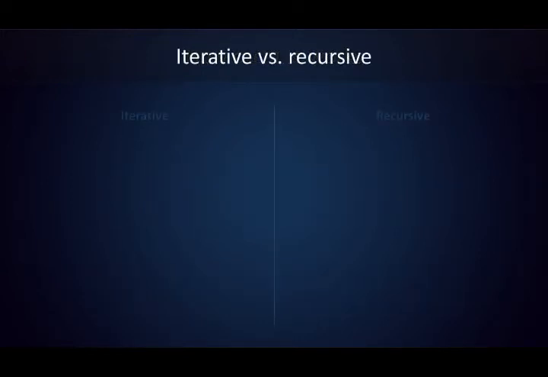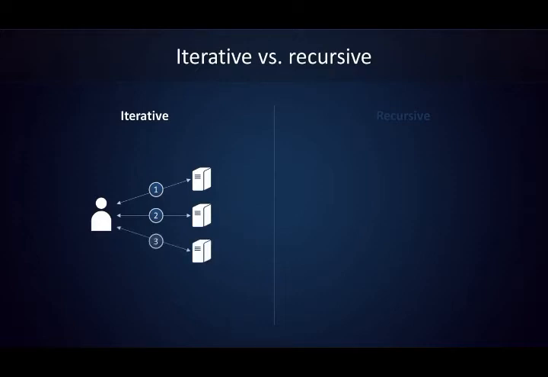DNS has support for both iterative and recursive queries. Iterative queries look like this. You consult a root server that will refer you to a TLD server. The TLD server will refer you to an authoritative name server. That third server should be able to give you the answer. Iterative queries are all about actively seeking out all the information yourself.